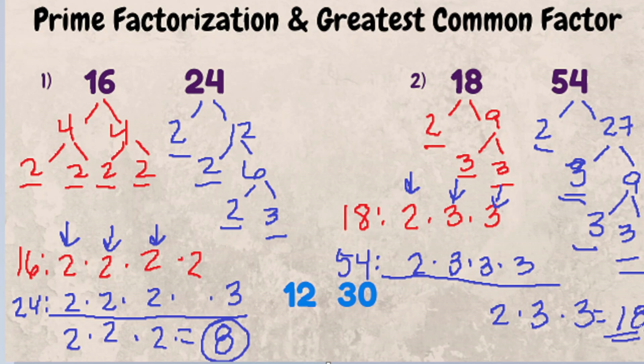All right, so now that we've gone through 2 examples, I want you to try one on your own. Using the factor tree, tell me what is the greatest common factor between 12 and 30? Leave your answer in the comments.